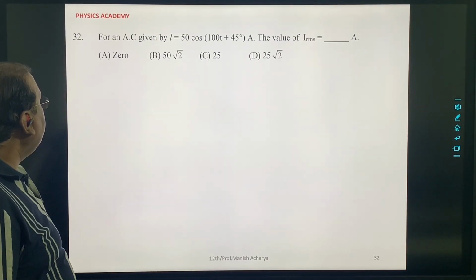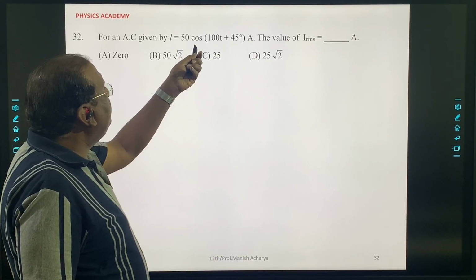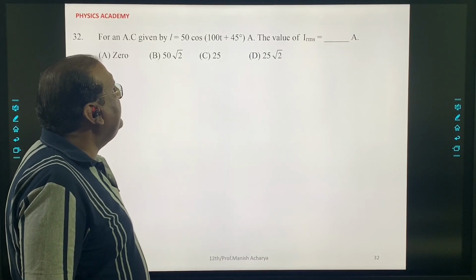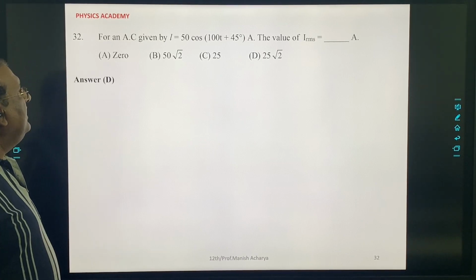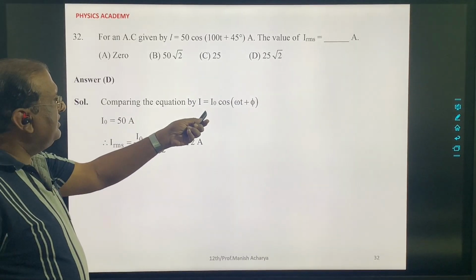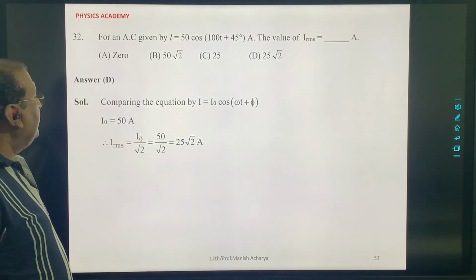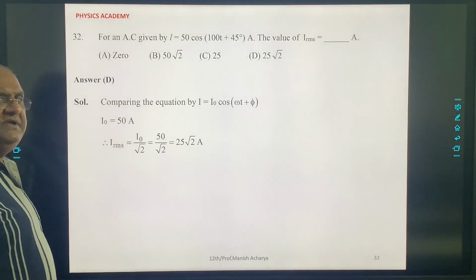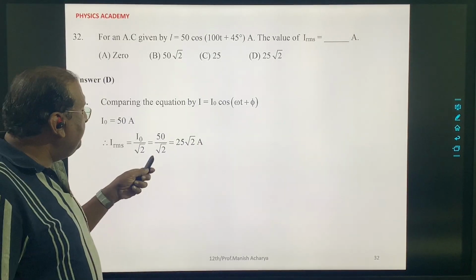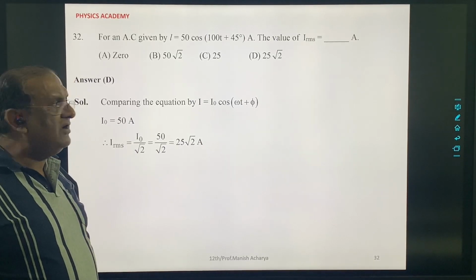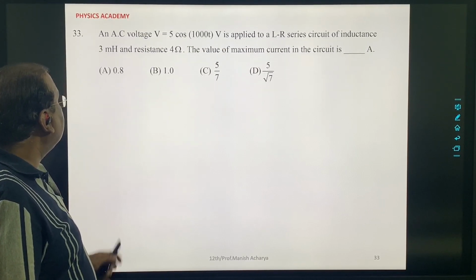Now question number 32. For an AC given by I equal to 50 cos (100 t plus 45 degree) ampere, the value of I RMS is how much ampere? Now compare this given equation with I equal to I0 cos (omega t plus phi). So I0, the maximum current, is 50, and we have the relationship I RMS is I0 upon root 2. So 50 by root 2, you will get the answer 25 root 2 ampere, so your answer is B.